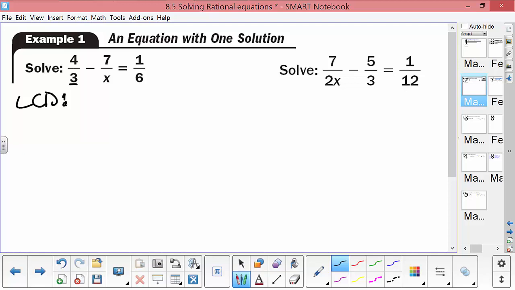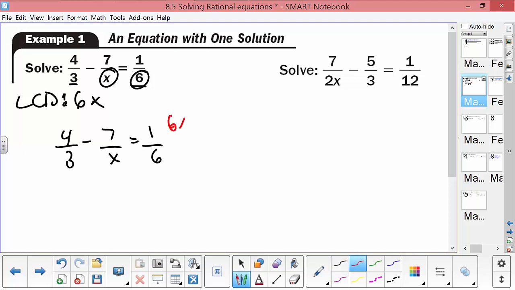So we have 3 and 6. Well, what's common is the 6, because 3 can multiply into 6, so that's going to be part of our answer. Then we'll also have x, because we can't get rid of the x, so it has to be part of the common denominator. So I said let's multiply each term on both sides. So I have 4 over 3 minus 7 over x is equal to 1 over 6. I'll multiply each term by 6x.